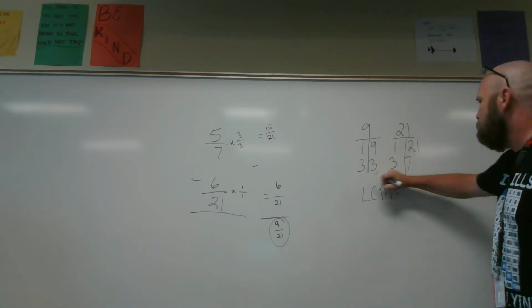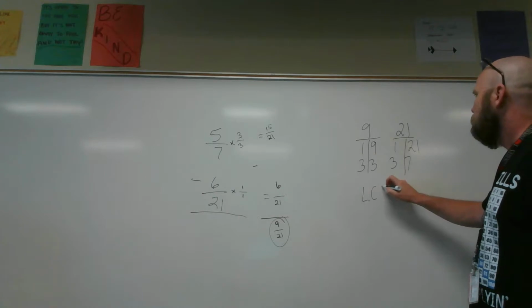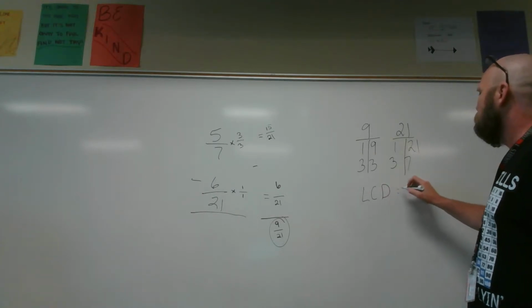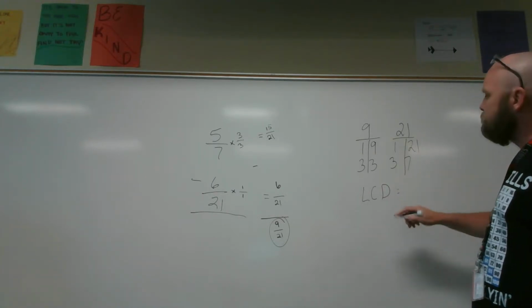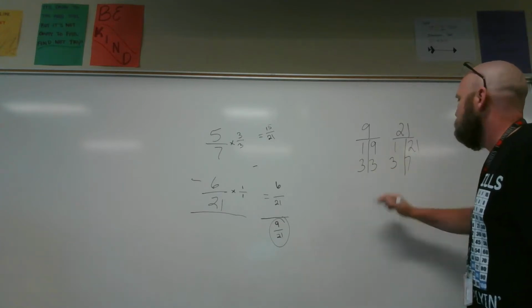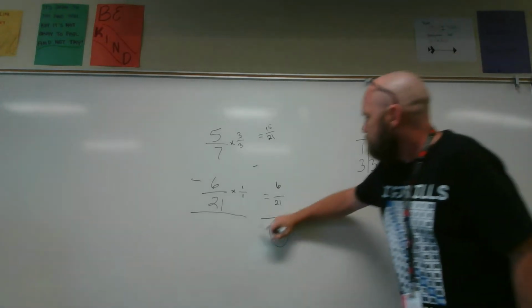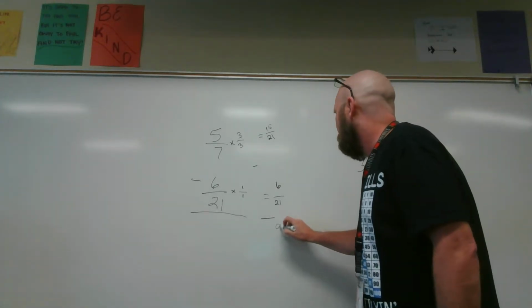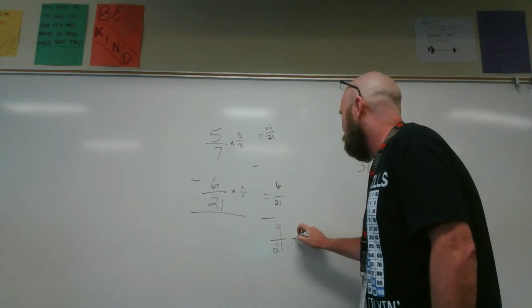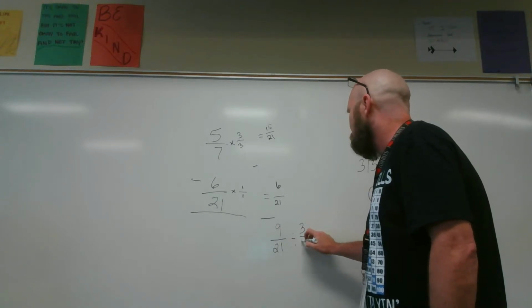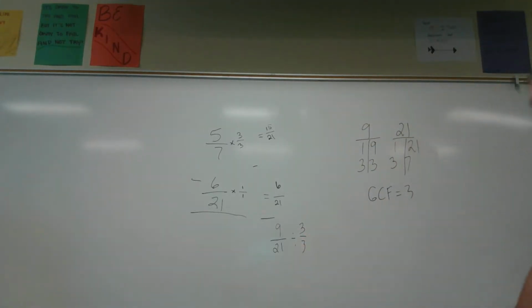Janelle, what is my least common multiple of 9 and 21? 3. Or least common denominator. Sorry. Least common denominator is... That's not right. Greatest common factor. Yes, that's what I meant. Greatest common factor is 3. So now, if I have 9 over 21, and I simplify that by my greatest common factor, what is my simplified answer?